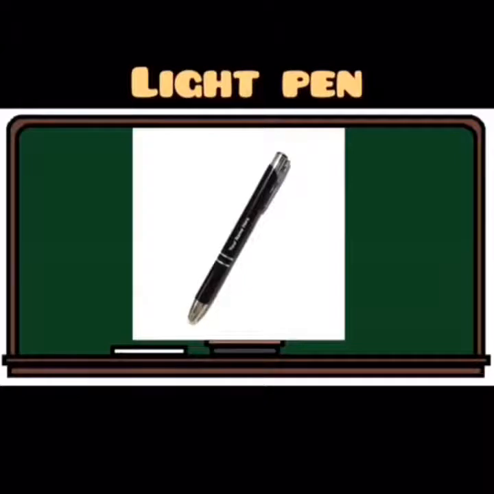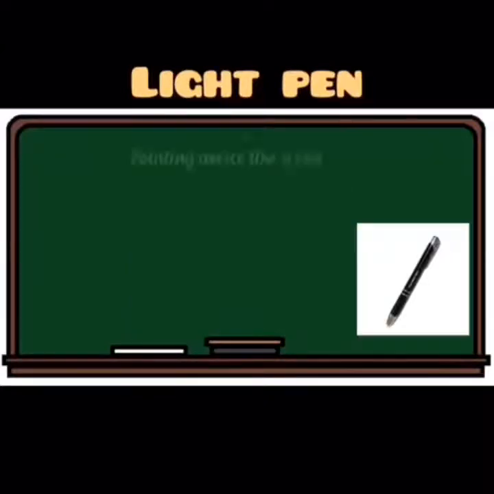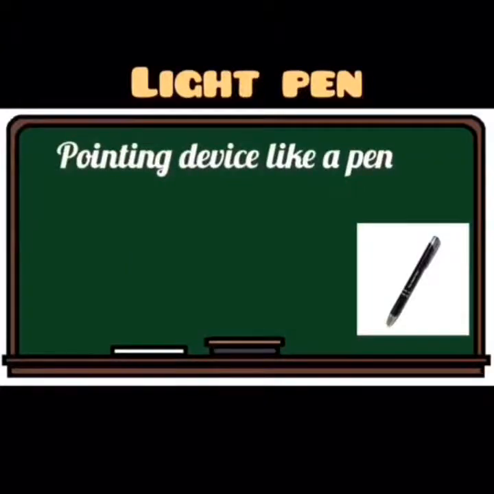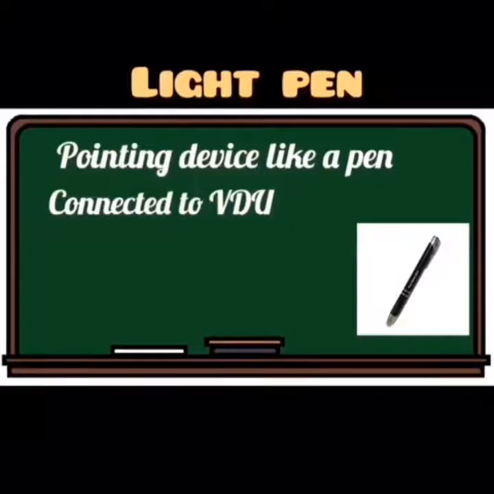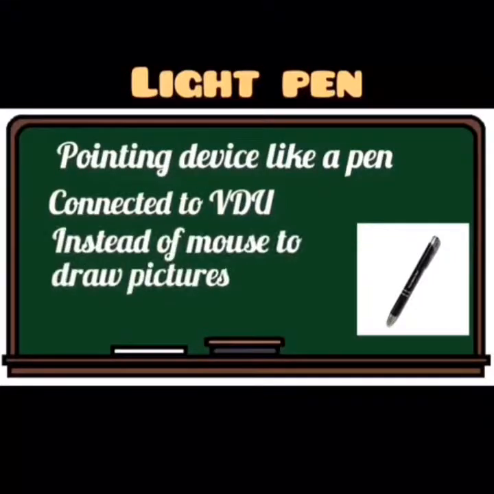The next input device we are going to see is light pen. It looks like a pen itself. The main function of this light pen is it works like a mouse. How is it connected? It is connected to VDU, that is visual display unit. What is visual display unit? It is monitor. Instead of mouse, we can use this light pen to draw pictures.